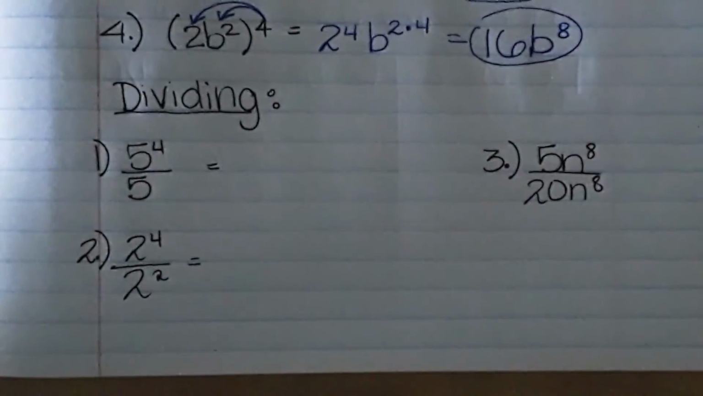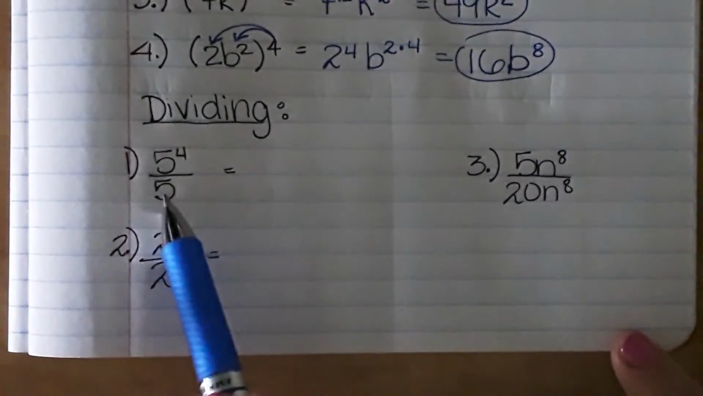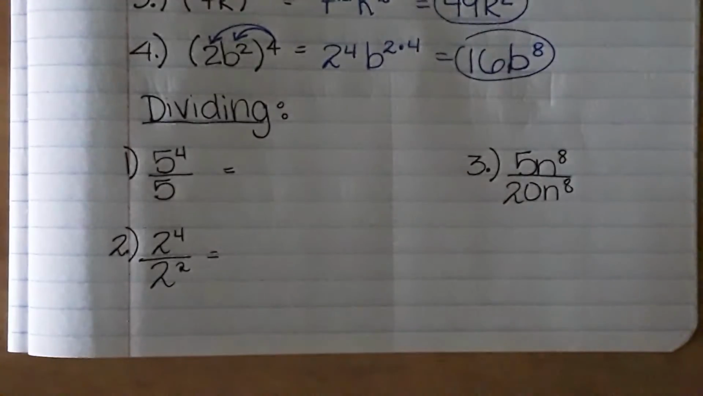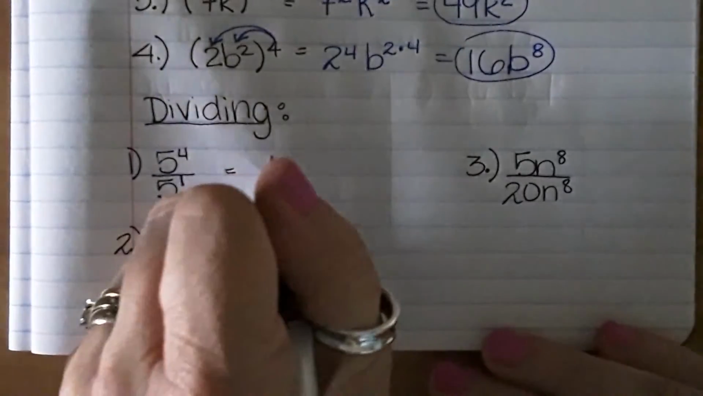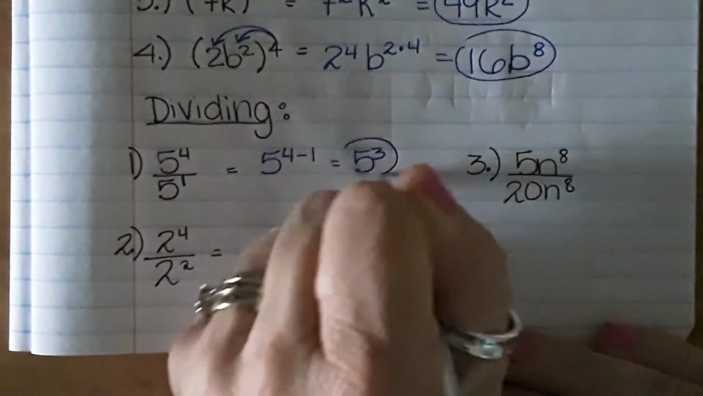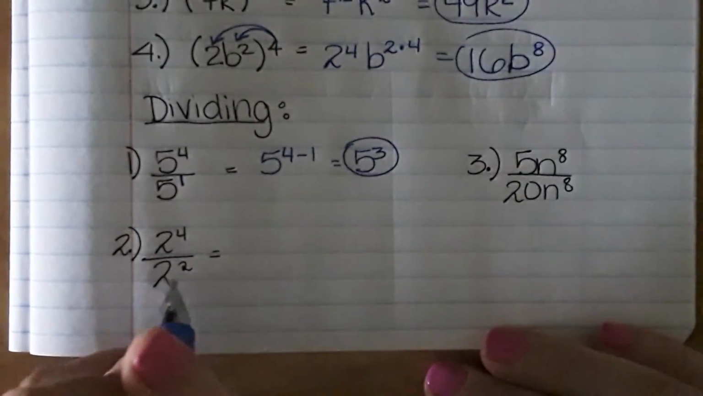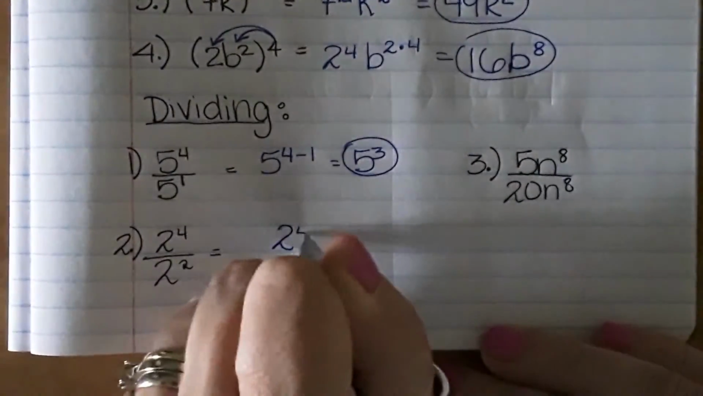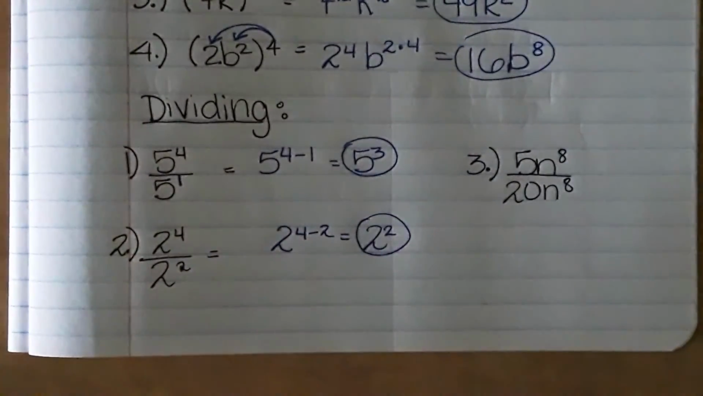Okay, last piece of the puzzle. Let's go ahead and do the dividing component on our IMN. All right, so we're looking at this. If you notice, I have 5 to the 4th and then 5 with no power. If there's not a power, it's automatically assumed it's to the 1st. So I'm going to put a 1 in there. And then I'm going to write 5, 4 minus 1. 4 minus 1 is 3. So it's 5 to the 3rd power. Number 2, 2 to the 4th power over 2 to the 2nd power. Again, you're going to say 4 minus 2, which is 2. So it's 2 squared, or 2 to the 2nd power.